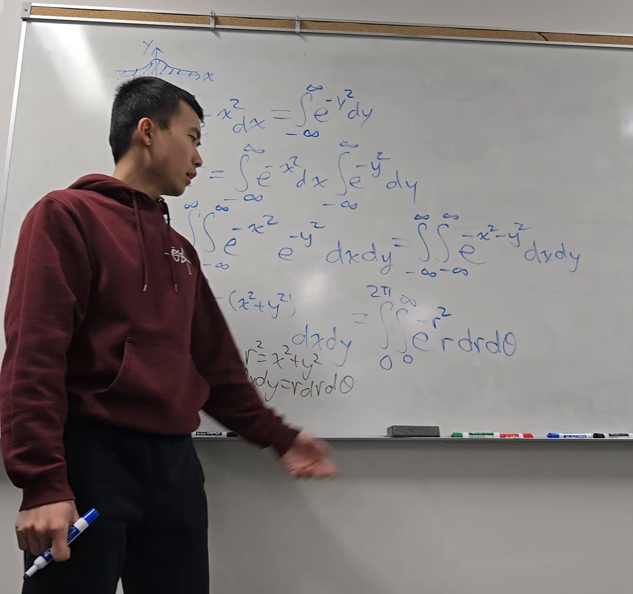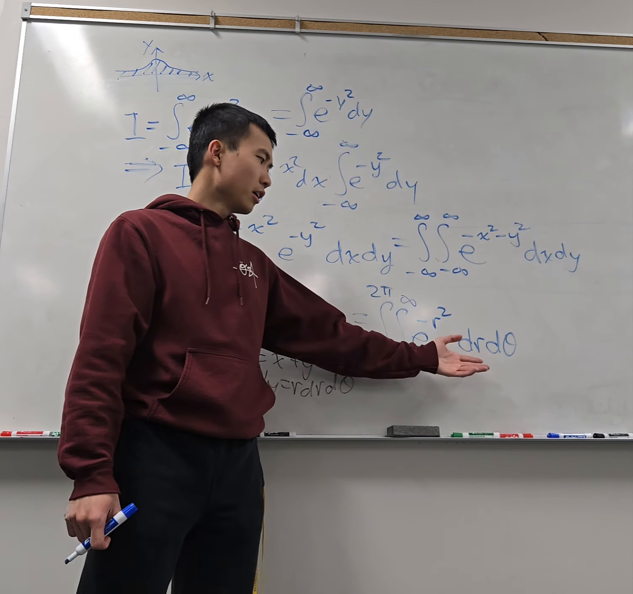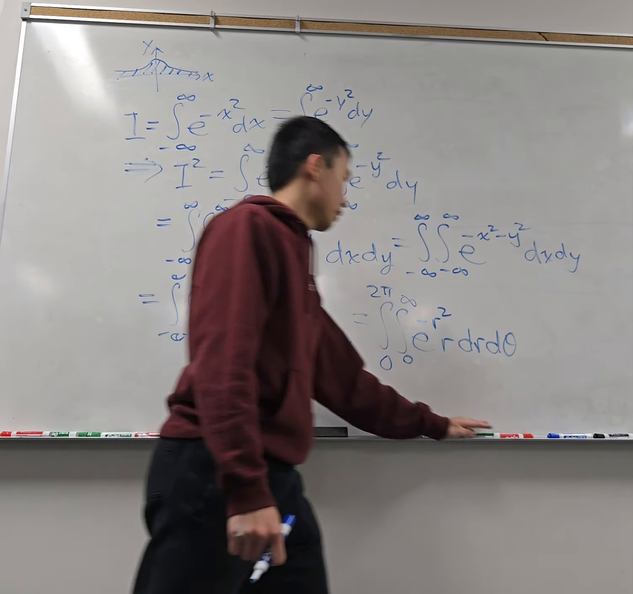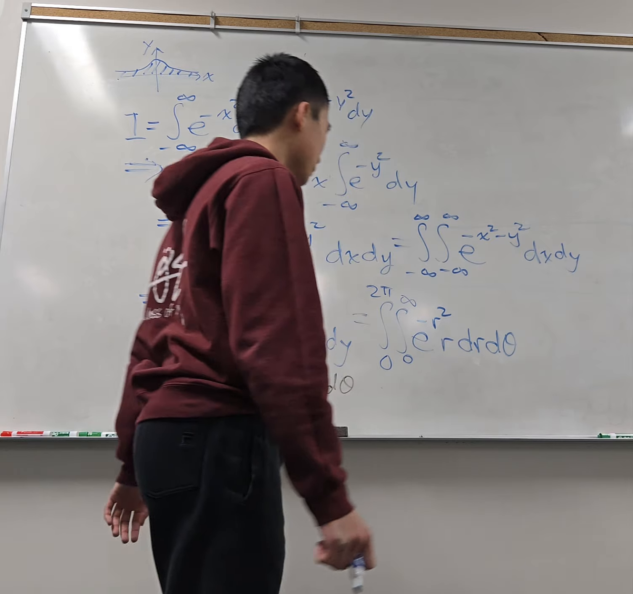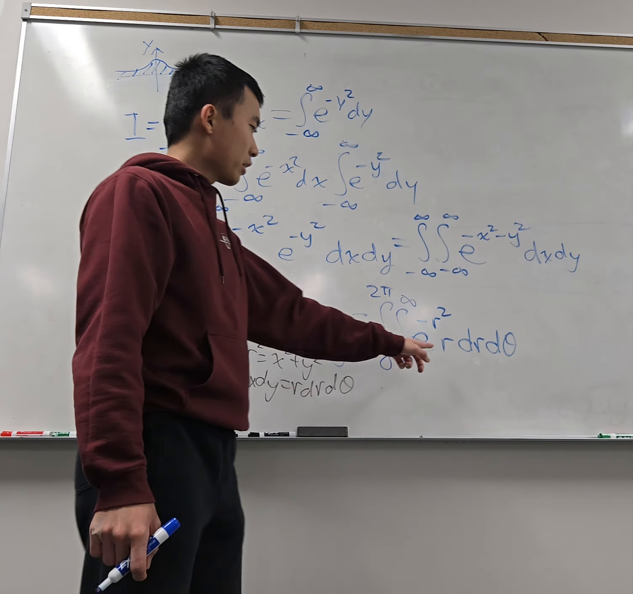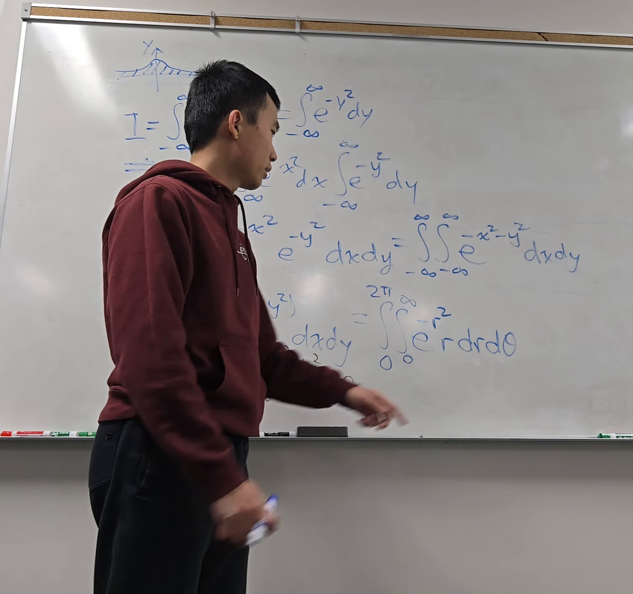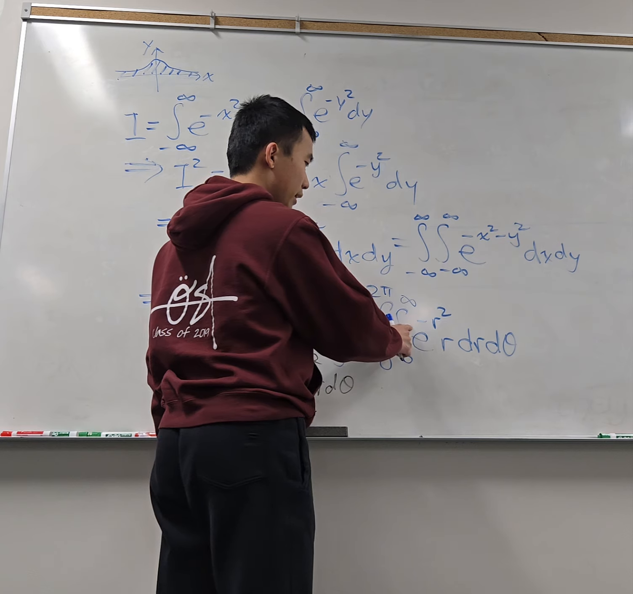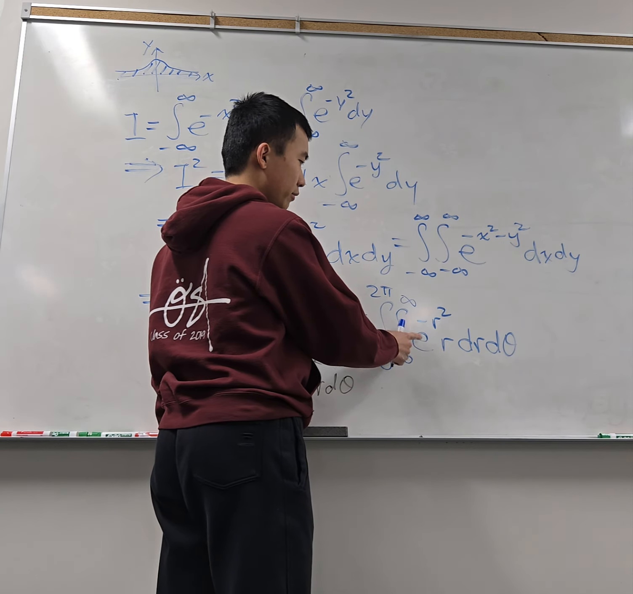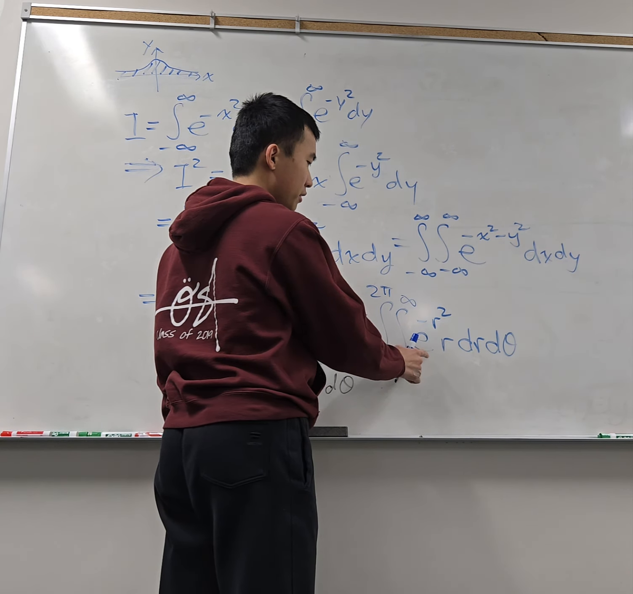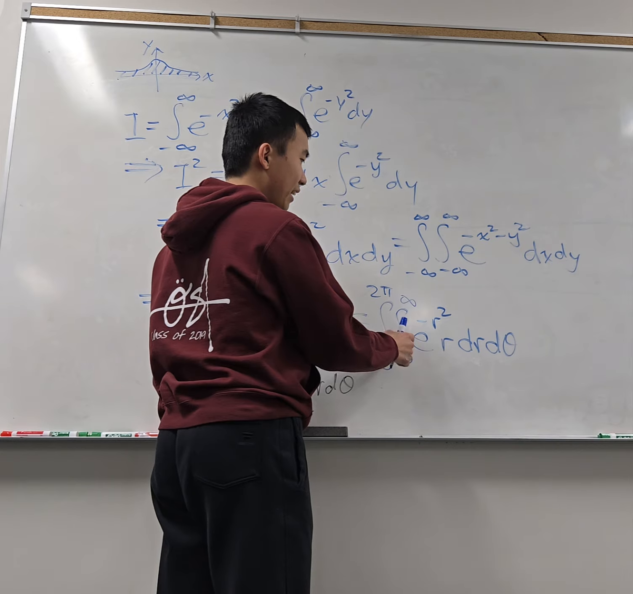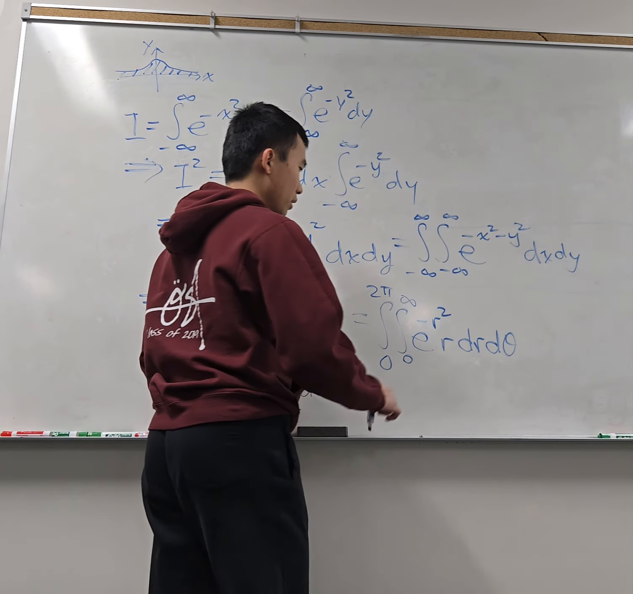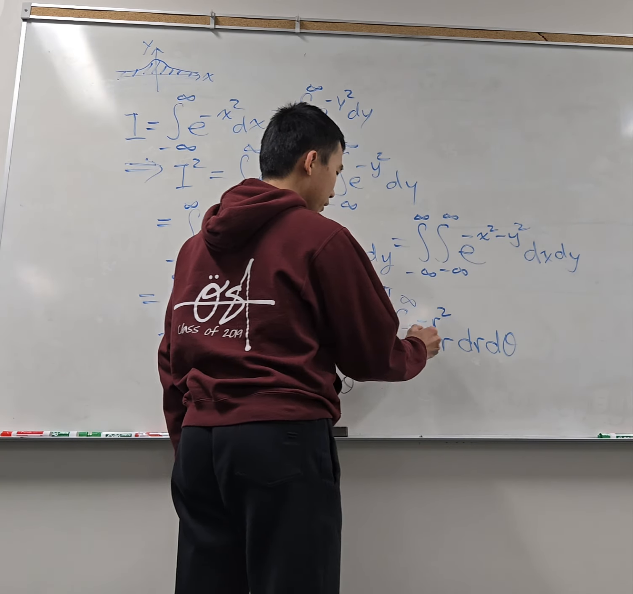Okay? Then this is just what? This is a baby integral. We can integrate this pretty well. We can do some u-substitution over here. So we know that the derivative of e to the negative r squared is e to the negative r squared times negative 2, so we can have a negative 2 right there.